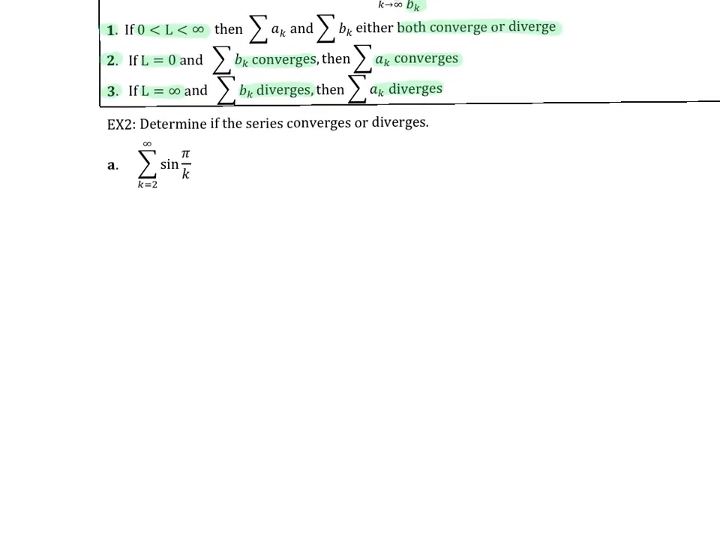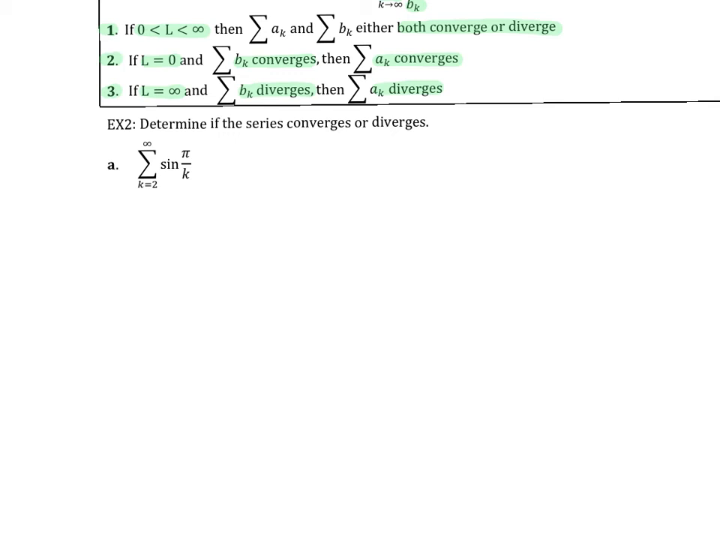Example 2: we want to determine if this series converges or diverges, and it's sine of pi over k. Think about sine. It's going to have a bunch of values, and here my k value starts at 2, so sine of pi over 2 is 1. When k is 3, sine of pi over 3, then pi over 4, and so on. So pi over k is getting closer and closer to 0, but that doesn't mean it converges, right? Because we had series whose terms were getting smaller and smaller, but the sum itself was not approaching a number.